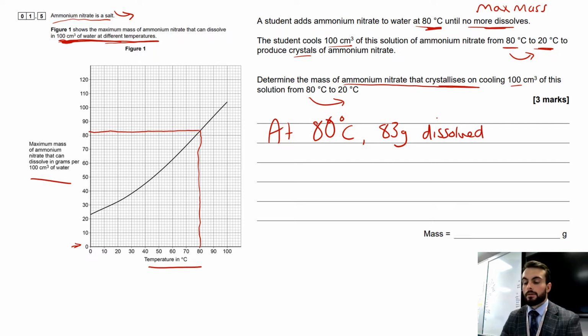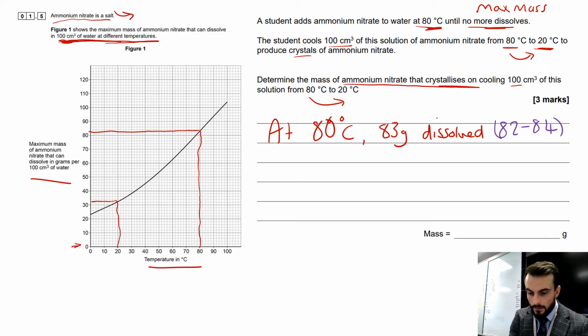Right, one thing you can do on this one is there is a bit of a range for it. So if you misread the graph, you can have a range of somewhere between 82 to 84, but the correct number is 83. And then we do the same for 20 degrees. So how much dissolved at 20 degrees? Go up to the line, and then we go across. So that's one little jump up from 30. So that's going to be 32 grams.